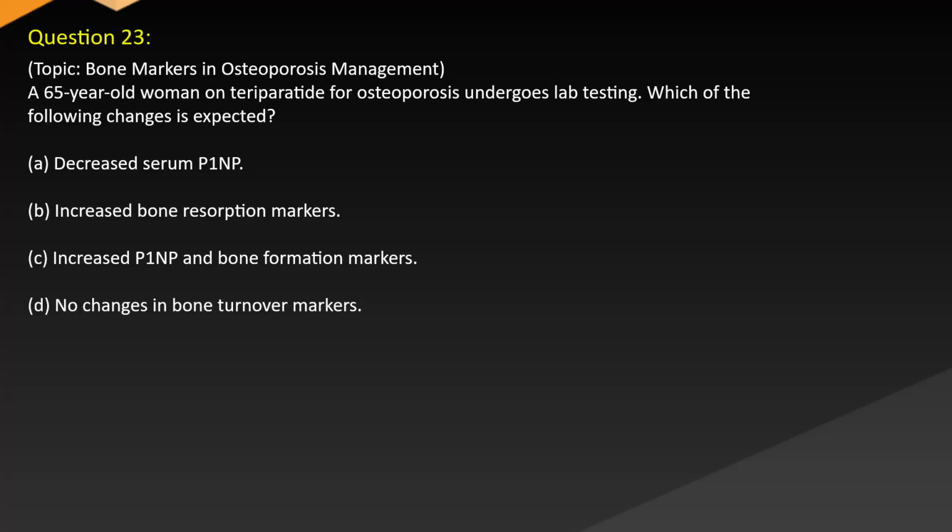Question 23, topic: bone markers in osteoporosis management. A 65-year-old woman on teriparatide for osteoporosis undergoes lab testing. Which of the following changes is expected? A. Decreased serum P1NP. B. Increased bone resorption markers. C. Increased P1NP and bone formation markers. D. No changes in bone turnover markers.